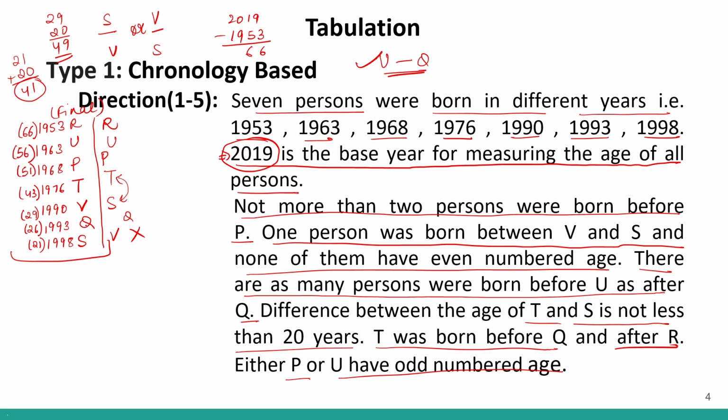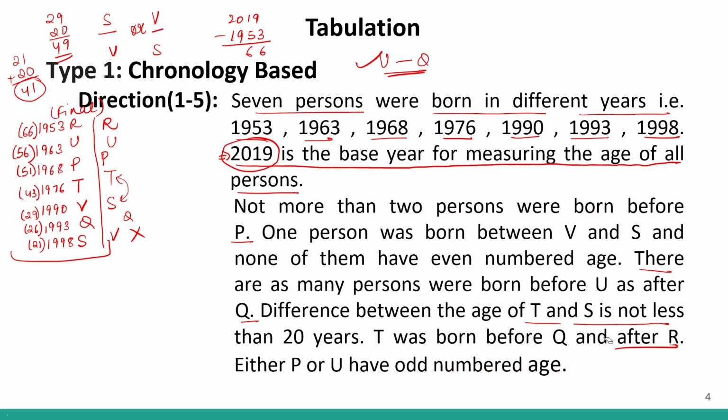Okay, if you want, let us go through the conditions one more time. Let us see if this arrangement is following all the conditions. So not more than two persons were born before P. This is being followed, correct? One person was born between V and S. So this is being followed, and none of them have even numbered age. So V is 29, S is 21. Okay, there are as many persons born before U, so before U, one person is born, as after Q. So after Q, one person is born.